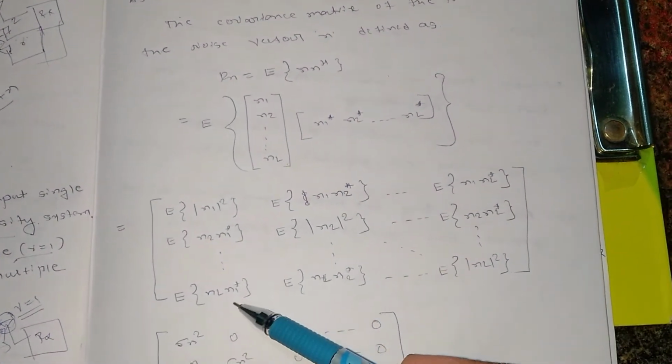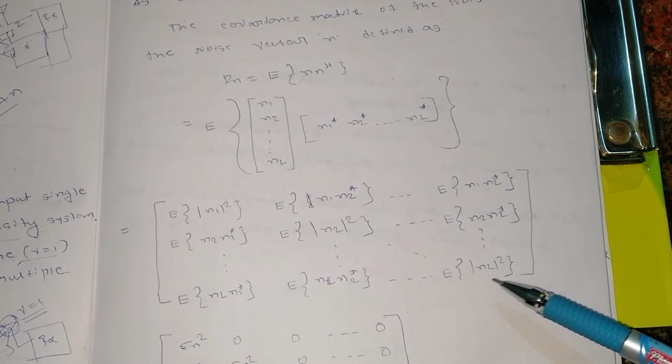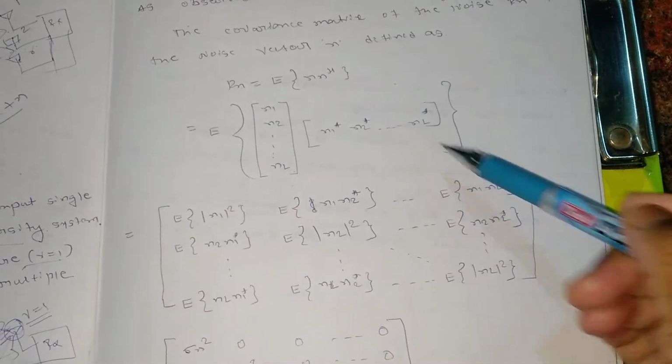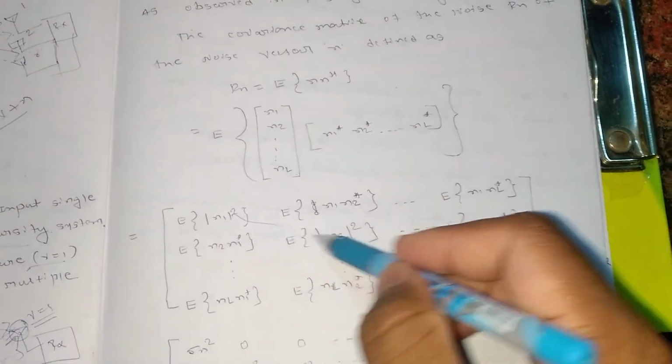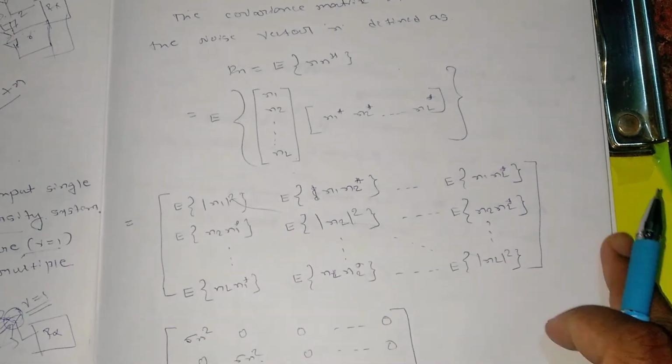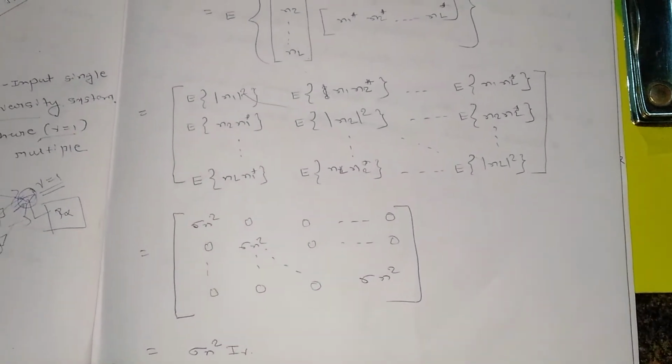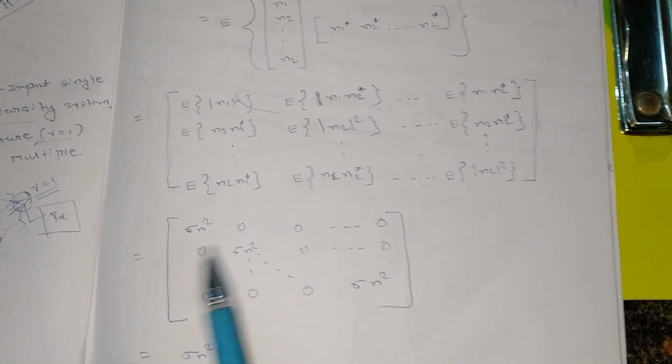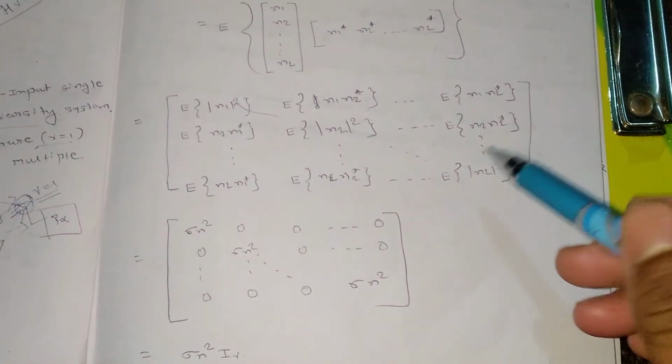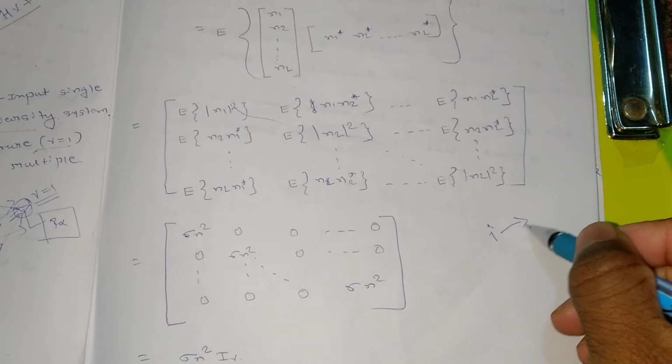So similarly for the last line I can write n1 nl star up to nl into nl. So I will be getting nl star. So we'll be having the squared elements across the diagonal here. So that is the basic idea behind this one. So the meaning of this one is i is equal to j.